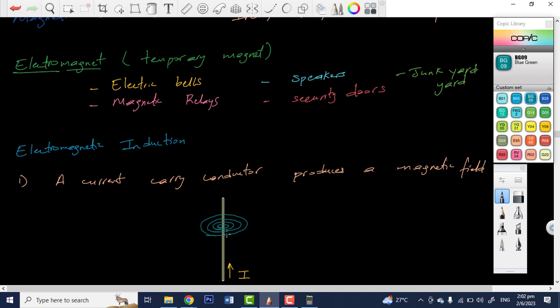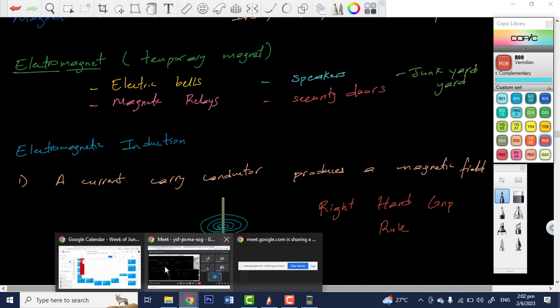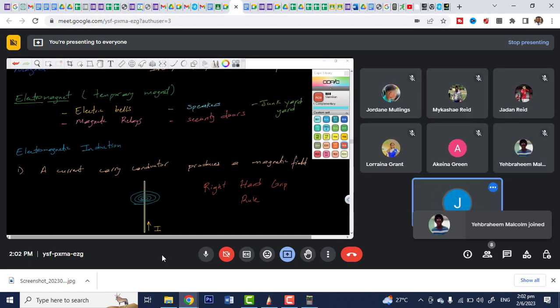Now the direction of these circles will be determined by the right hand grip rule. Alright? So the right hand grip rule. Anybody know about the right hand grip rule?